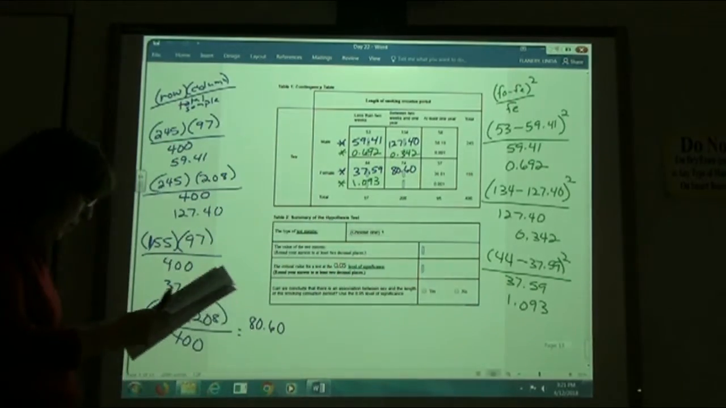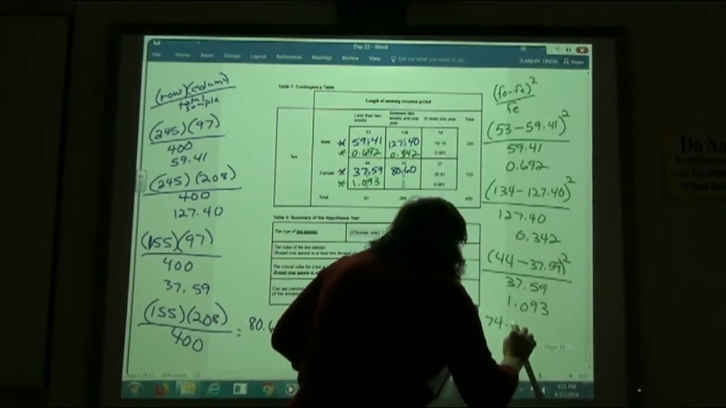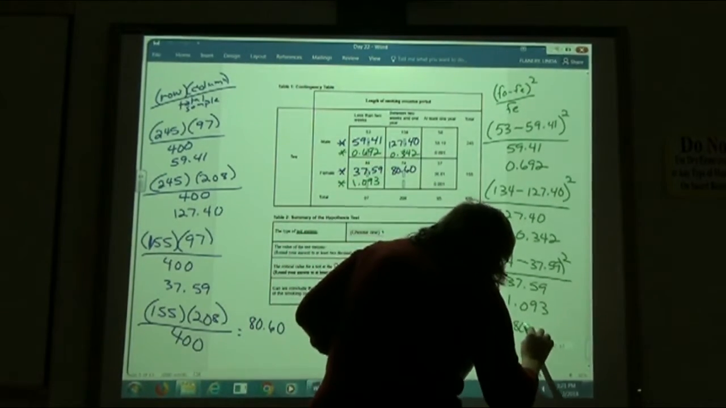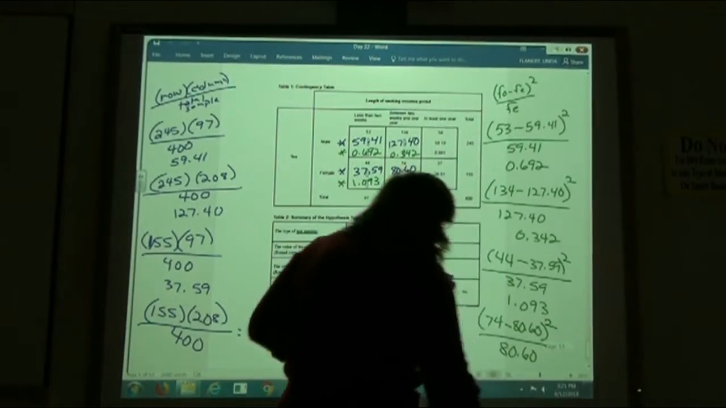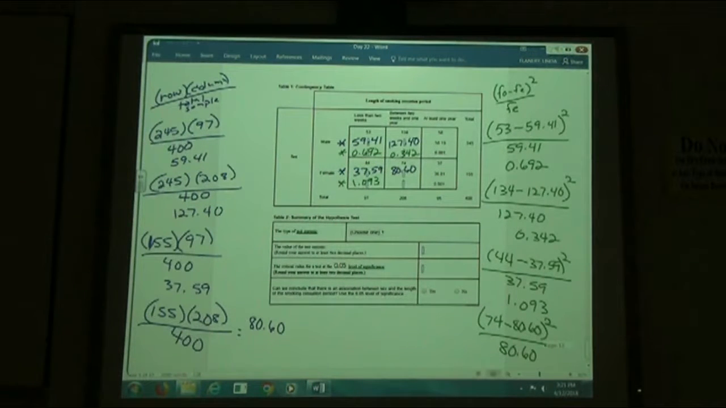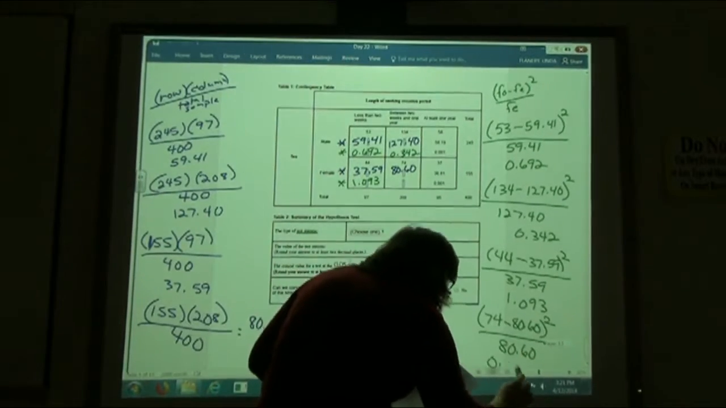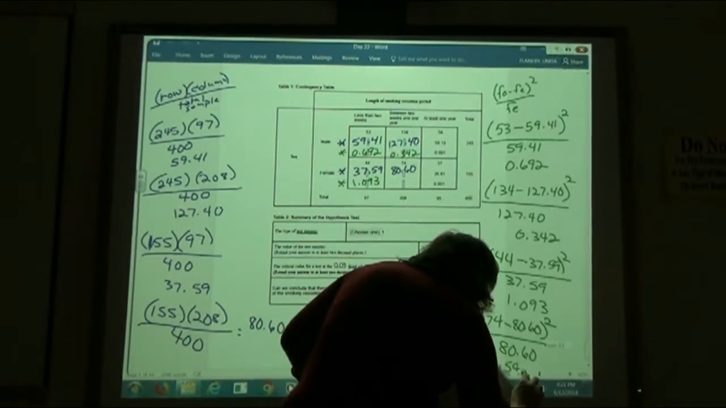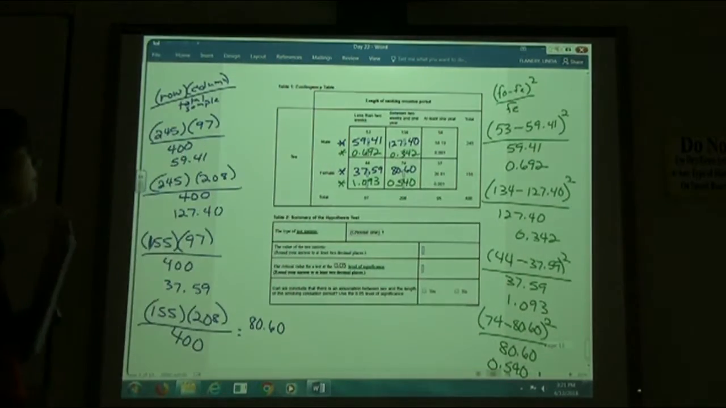And then the next one, my observed is 74. 74 minus my expected, 80.60 squared, divided by my 80.60. So the 74 minus 80.60 squared, divided by your 80.60. And you hopefully come up with 0.540.